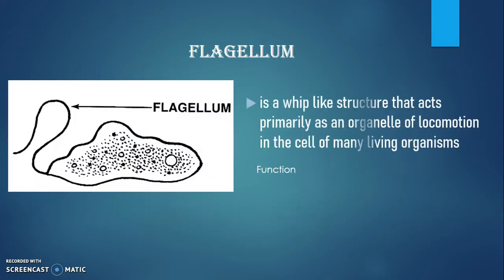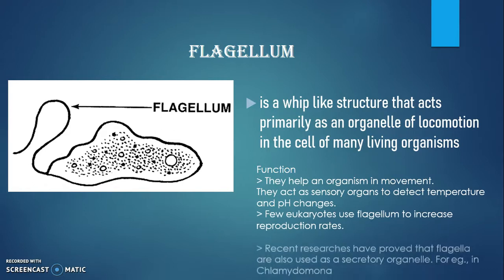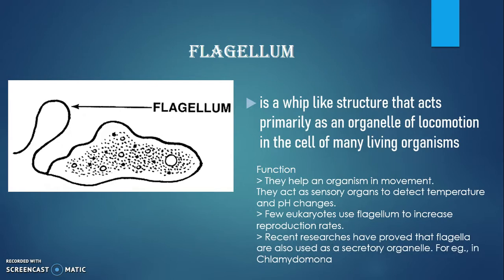Flagellum. A flagellum is a whip-like structure that acts primarily as an organelle of locomotion in the cells of many living organisms. In function, they help an organism in movement. They act as sensory organs to detect temperature or pH changes. A few eukaryotes use flagella to increase reproduction rate. Recent research has shown that flagella are also used as secretory organelles.